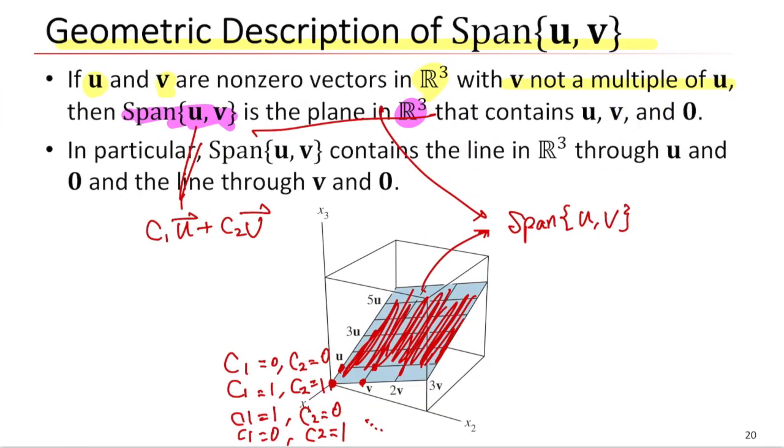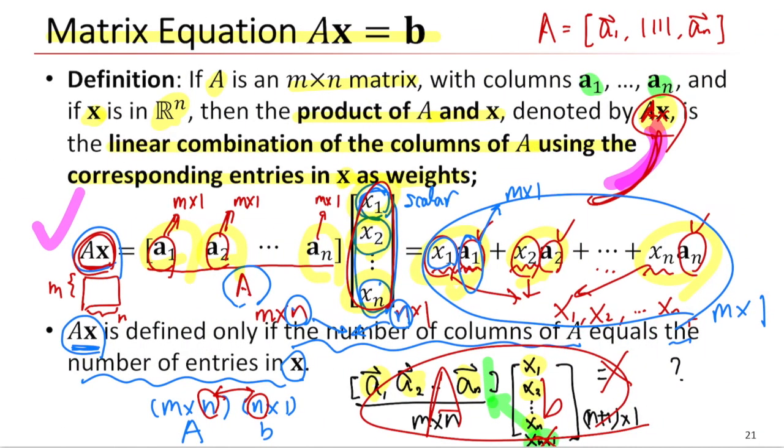Then what is the geometric description of the span of U, V? Now we have two non-zero vectors, so the span of U, V is the linear combination of the vectors U and V, which can be represented as C1 times vector U plus C2 times vector V. As we vary the parameters C1 and C2, these values form a plane in the 3D space, right? So this is the geometric description of the span.